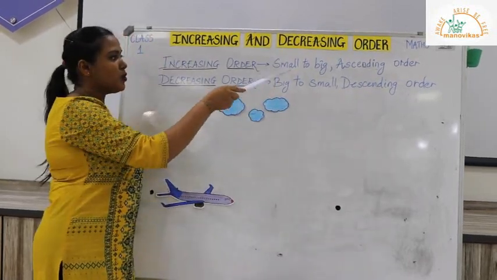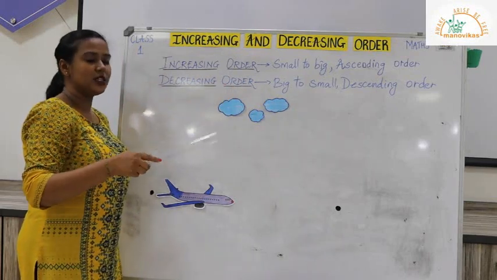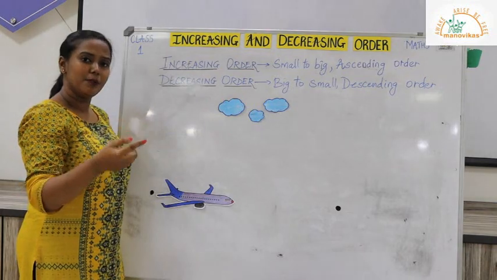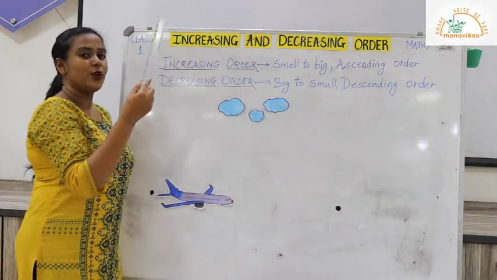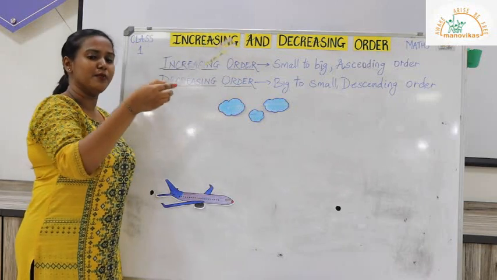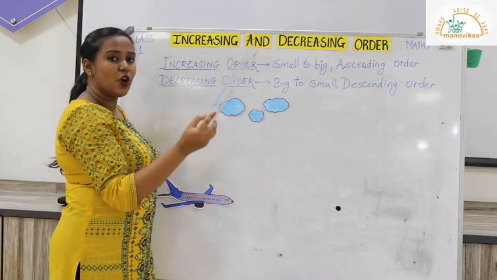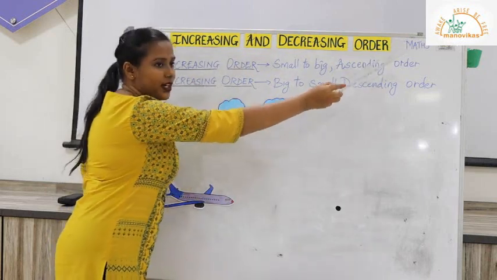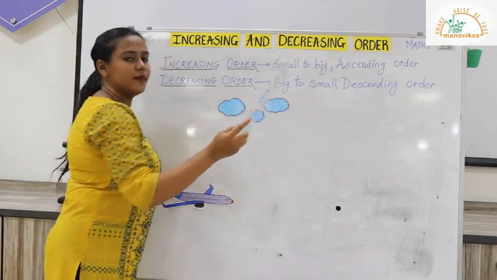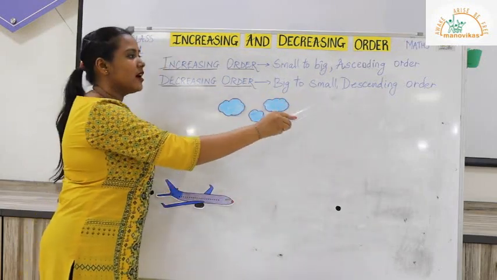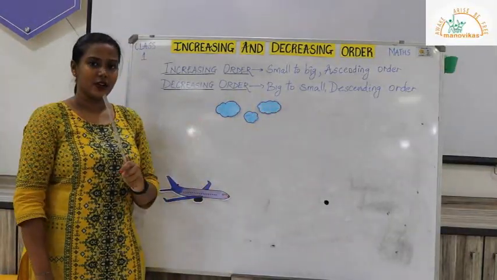When I say small to big for increasing order, it is when you read or count numbers from a smaller number to a bigger number. And big to small for decreasing order will be when you count from a bigger number to a smaller number. But I have also said that increasing order can be said as ascending order and decreasing order can be said as descending order. Now what is ascending order and descending order? Students, what is ascending order or increasing order?